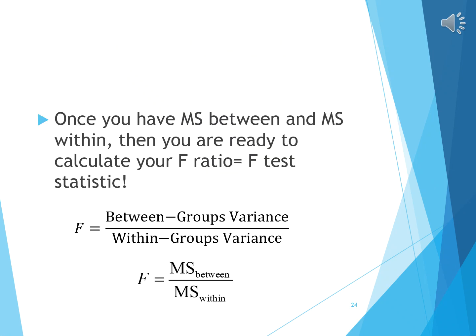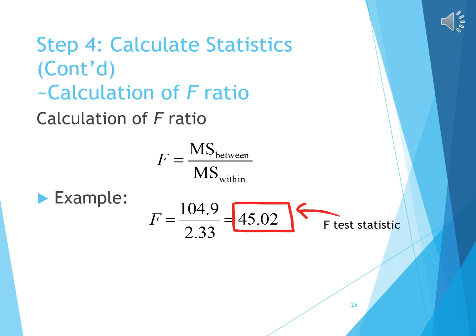So now finally we have our between groups variance and within groups variance, or the same thing as saying the mean squared between and mean squared within. We can finally calculate the F ratio, which is the F test statistic. So we've got 104.9 divided by 2.33, which should get us 45.02. That is our F statistic, our F ratio, our F test value, all those things.